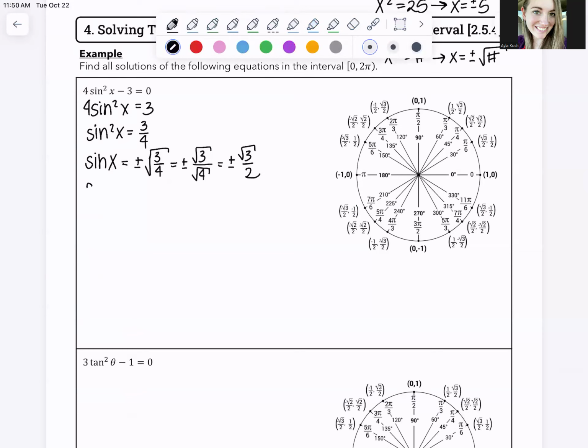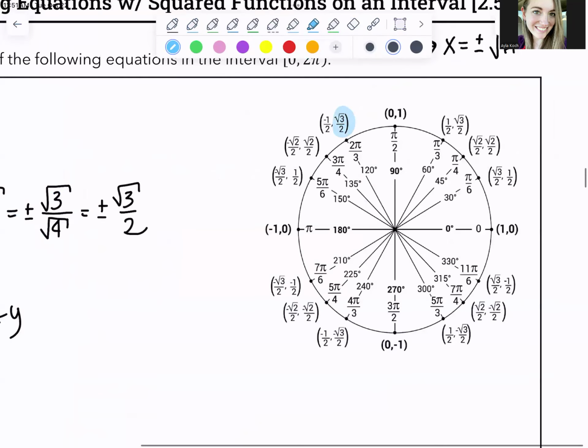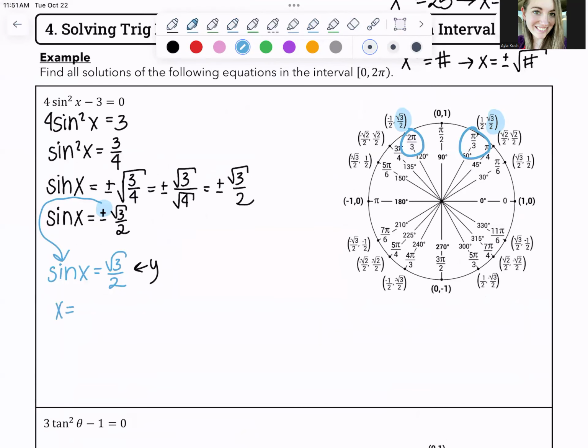So what we have at this moment is sine x is equal to plus or minus the square root of 3 over 2. We have the positive version. So that's sine x equal to positive square root 3 over 2. Sine refers to y values. So we're looking on the unit circle for where the y value is square root 3 over 2. Positive y values on the upper part of the circle. Those are our two values here at 2 pi over 3, pi over 3. So those are the two answers for this one. x is equal to pi over 3 and 2 pi over 3.